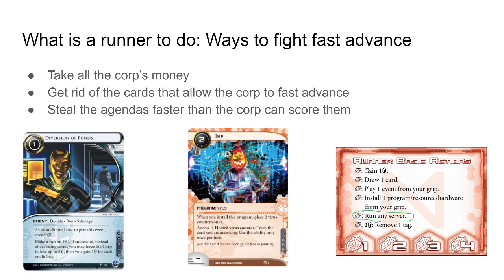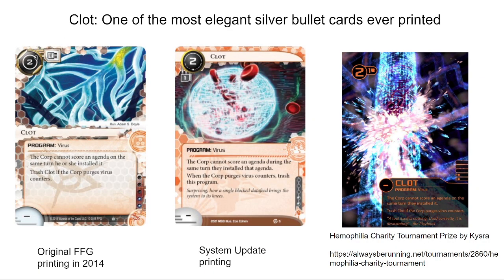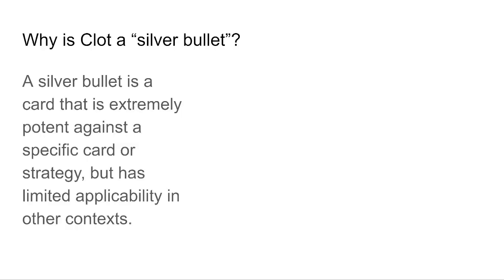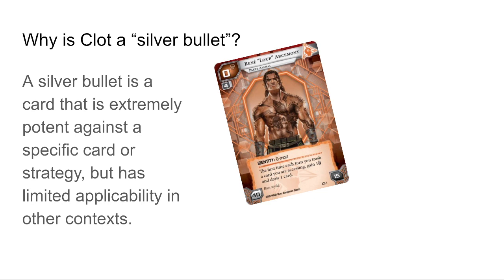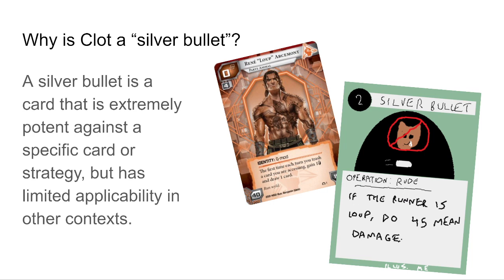Now, if those aren't enough for you, there is, of course, also Clot, one of the most elegant silver bullet cards ever printed. Now, there's a reason I call it that, one of the most elegant silver bullet cards ever printed. And to talk about that, let's talk about what a silver bullet is. A silver bullet is a card that is extremely potent against a specific card or strategy, but is limited in its other applicability. So, for instance, let's say you were really getting wrecked by Rene Lou Arsenal, and there was a card that did a bunch of damage just to Lou.